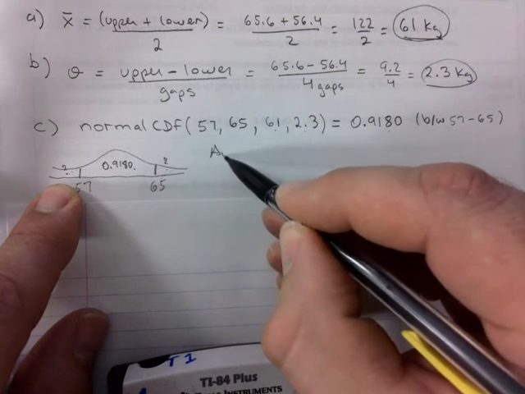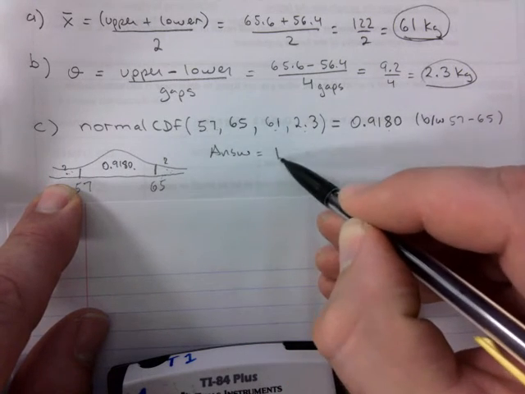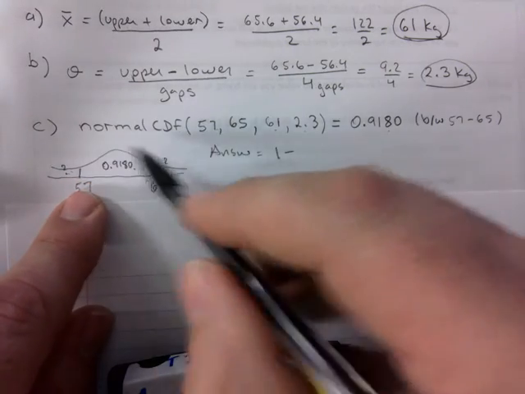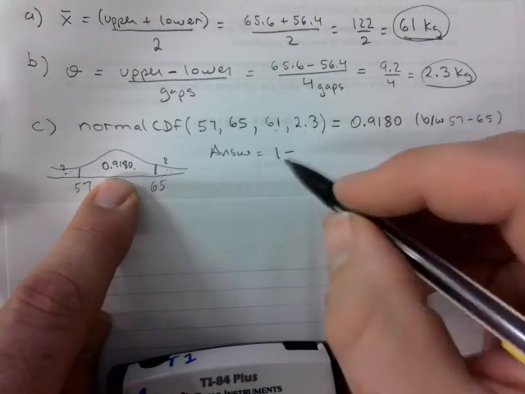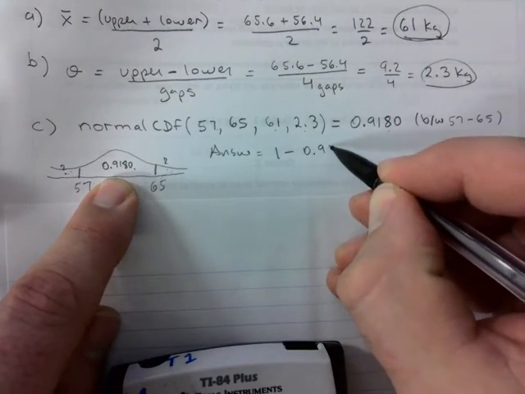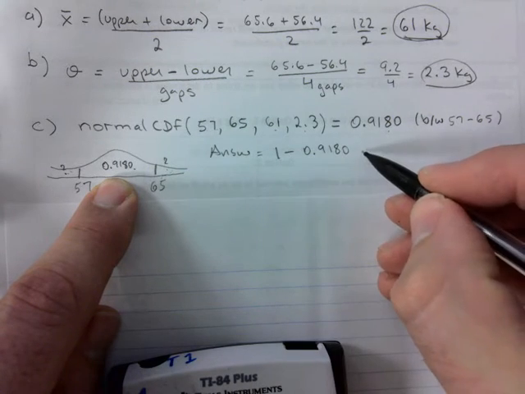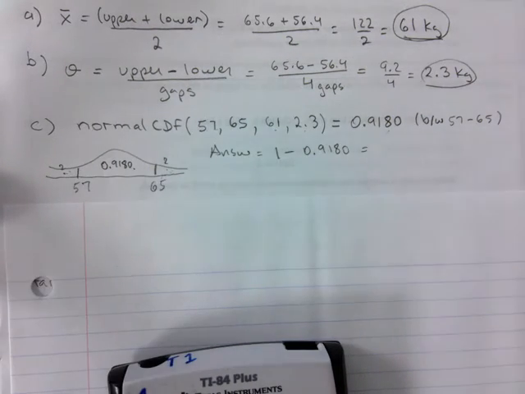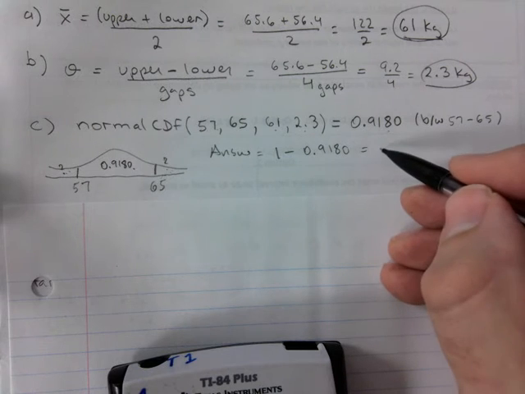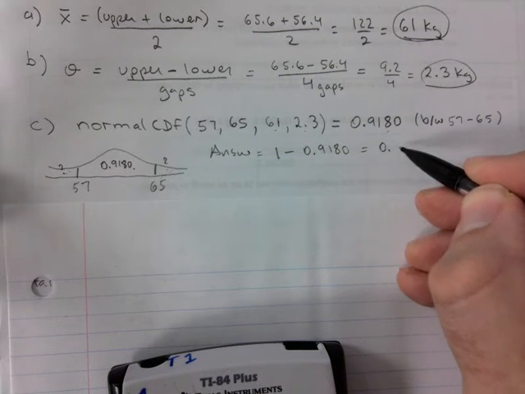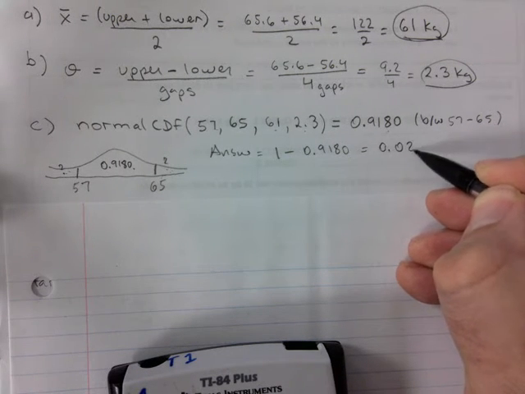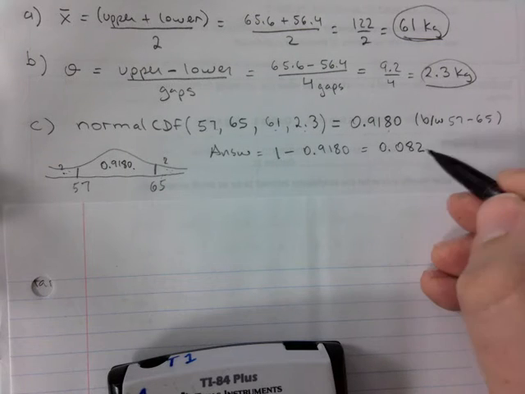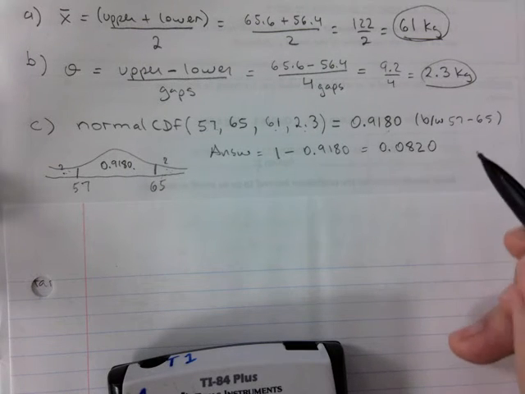So the answer is 1 minus, so 100% is the whole curve. We're going to subtract the 0.980 from it. Wait a minute. Yeah, sorry. No, I thought I made a mistake there. So we're all good. That's 0.0820, like that, if you want it.